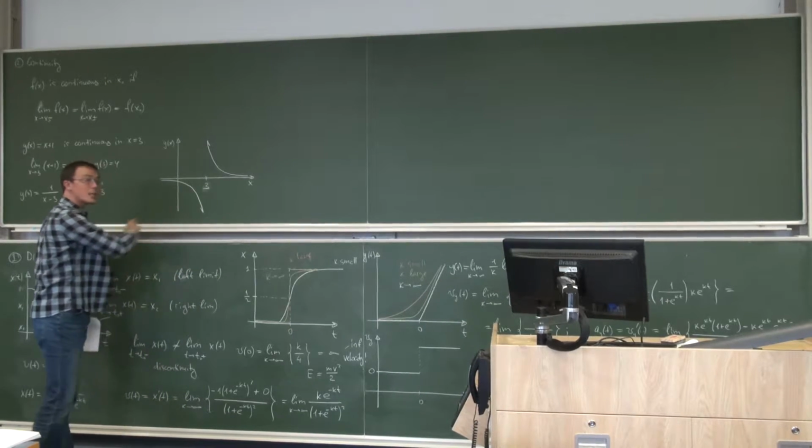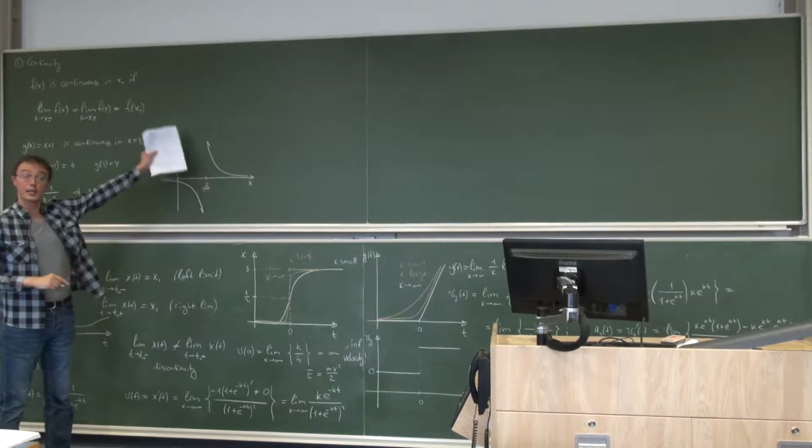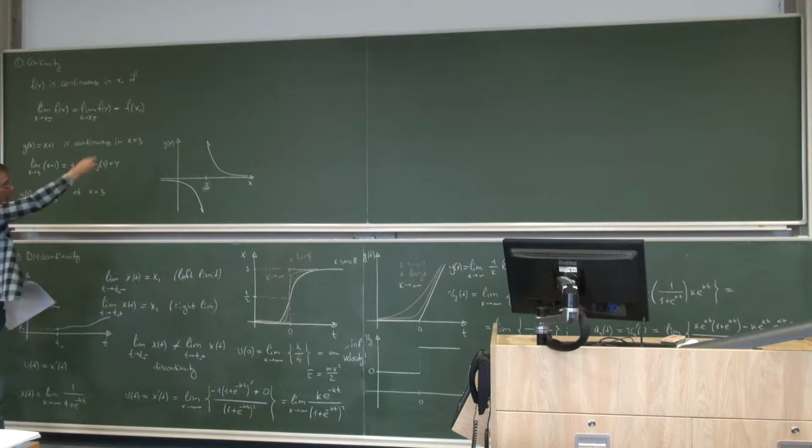And so the left limit here is minus infinity, but the right limit is plus infinity. And the function has this abrupt jump, so it is clearly discontinuous at the point when x equals 3.